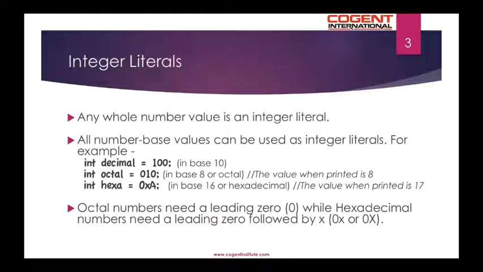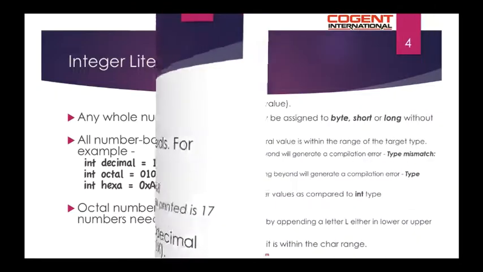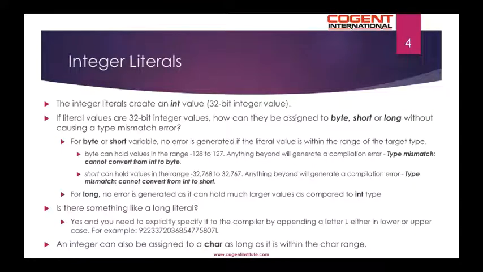Integer literals: any whole number value is an integer literal. All number base values can be used as integer literals. For example, we have three variable declarations of type int, which have been assigned integer literals in base 10, base 8, and base 16 respectively. Octal numbers need a leading 0, while hexadecimal numbers need a leading 0 followed by an x. Integer literals create an int value, that is a 32-bit integer value.